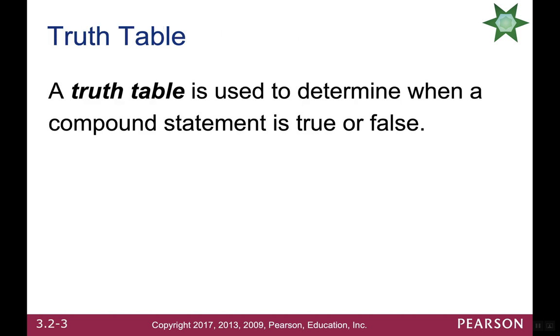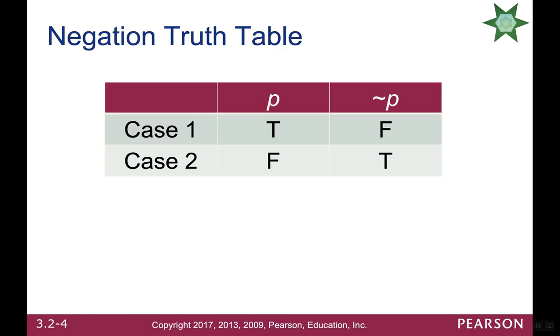So a truth table is used to determine when a compound statement is true or false. Using it on a simple statement is pretty much not worth it, but definitely we want to do it with a compound statement. In a compound statement, I remind you that you need to have two statements that are either true or false, and you will need to be able to connect those through an and, through an or, or through an if then.